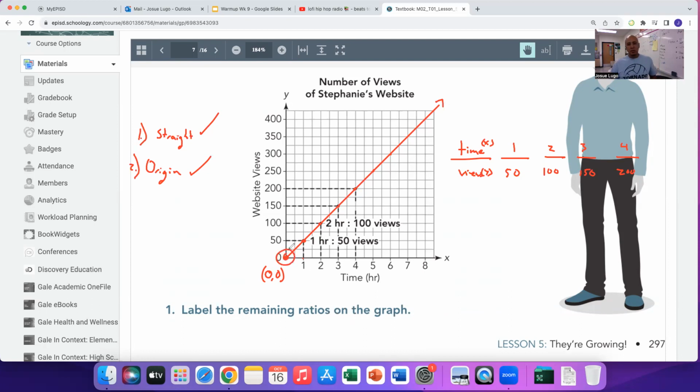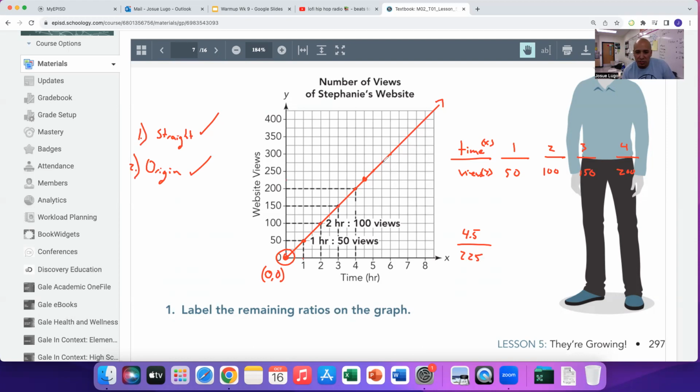Okay? So notice that I can work the other way around. For example, let me find a point that is not on this. Let's see the point right here. This point is where my X is 4.5. So time is 4.5 hours. So that's my time. And that's going to be right here, which is 225. So when my time is 4.5 hours, 225 views will have come through.